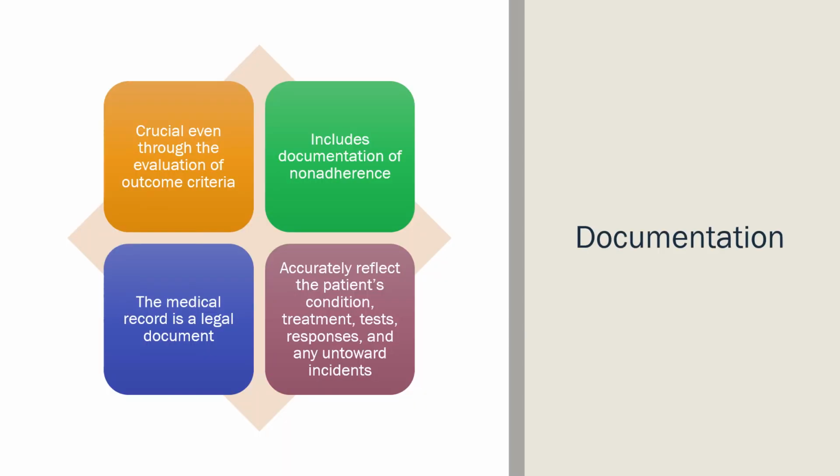So then the last thing we just want to make sure we're going through is documentation. And this really could be considered the 7th step of that nursing process. Documentation is crucial through that evaluation of those outcome criteria. You may need to include any documentation if the patient is not adhering to the interventions or the plan. Remember that documentation is a legal document. We want to make sure we are accurately reflecting the patient's condition, treatment, tests, responses, and any untoward incidences.